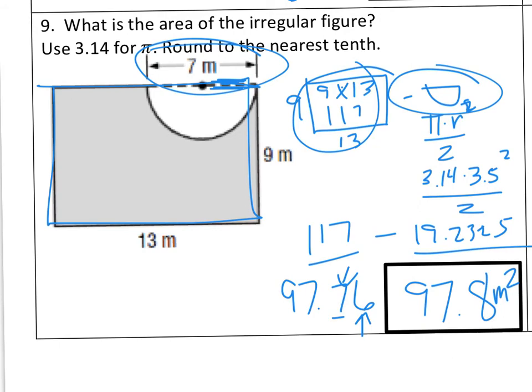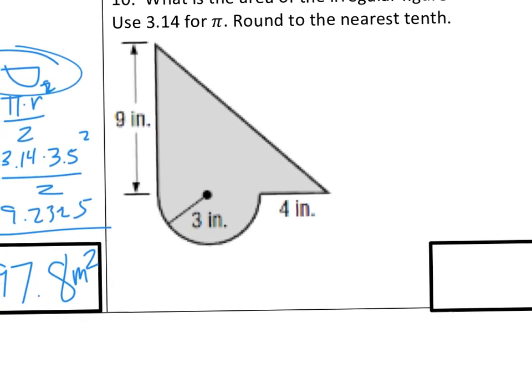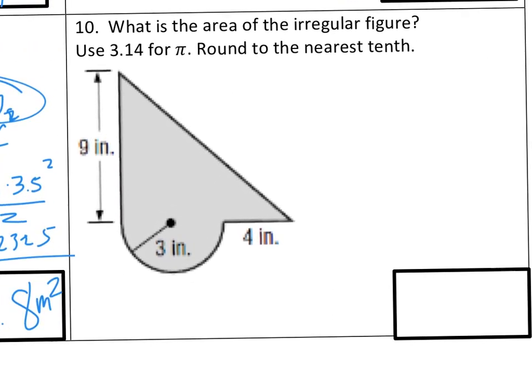Alright, let's look at number 10. What is the area of the irregular figure? Use 3.14 for pi, round to the nearest tenth. Well, this looks like a triangle and half of a circle. And if I draw it here, you can kind of see that's what I'm going to do. I'm going to do a triangle, find the area of that, and then I'm going to add on this little pimple it has, which is basically a half circle.